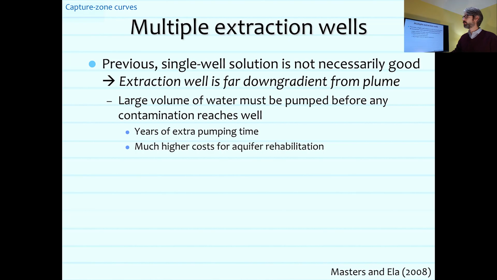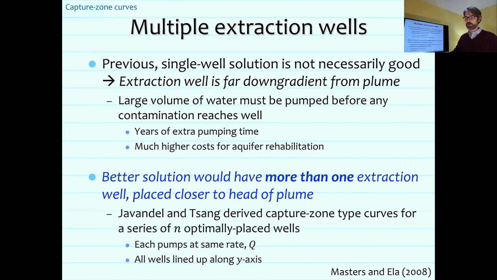Our previous single well solutions are not necessarily the best, and the reason is the extraction well is going to be located very far down gradient from the plume. That means that a large volume of water has to be pumped before any of the contamination actually even reaches the well, and this could potentially be years of extra pumping time. That means, of course, much higher costs for aquifer rehabilitation than if we started extracting the contaminant almost right away.